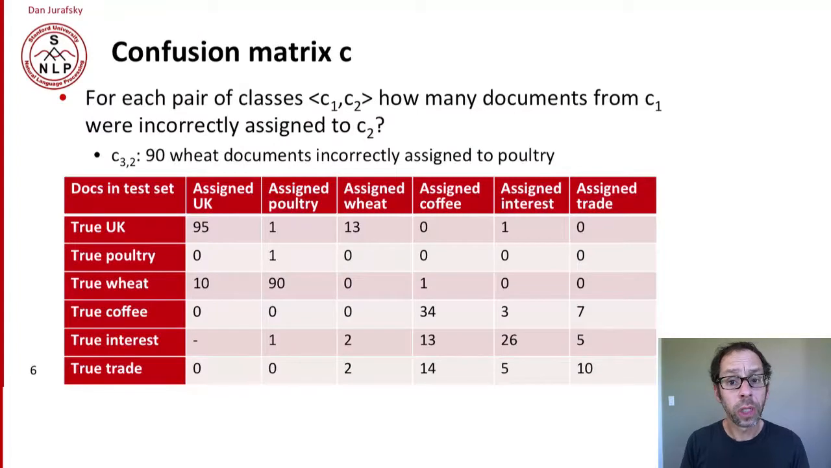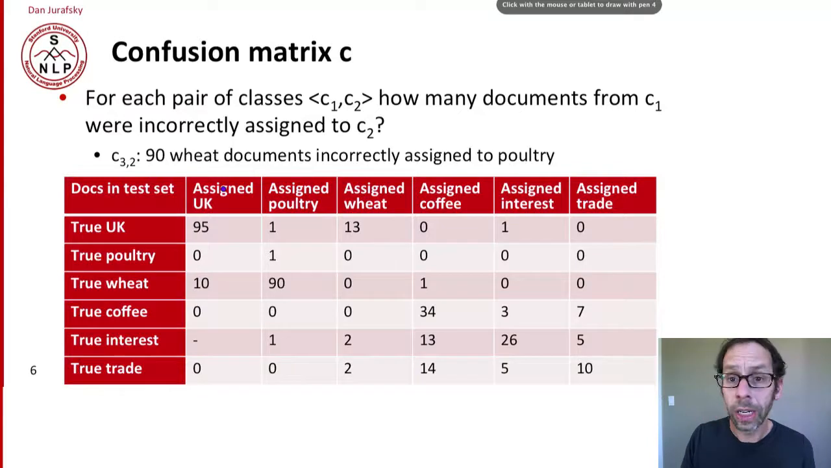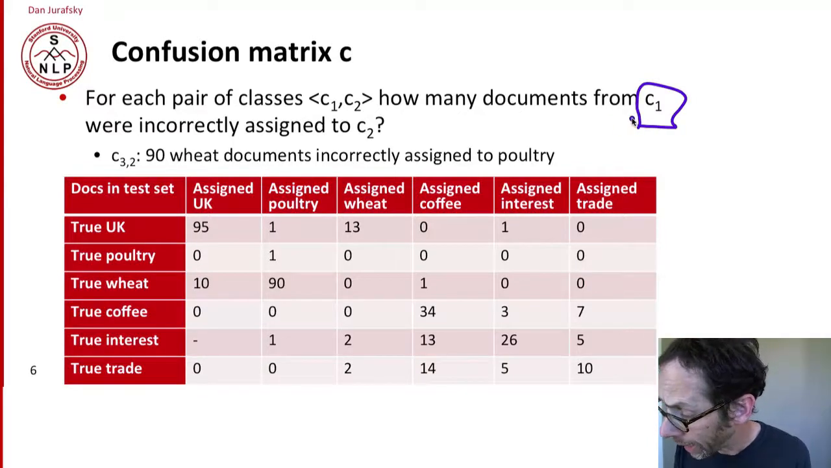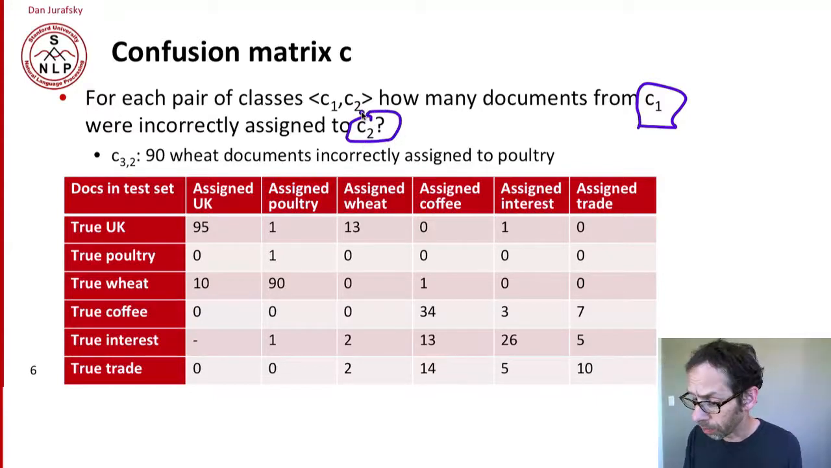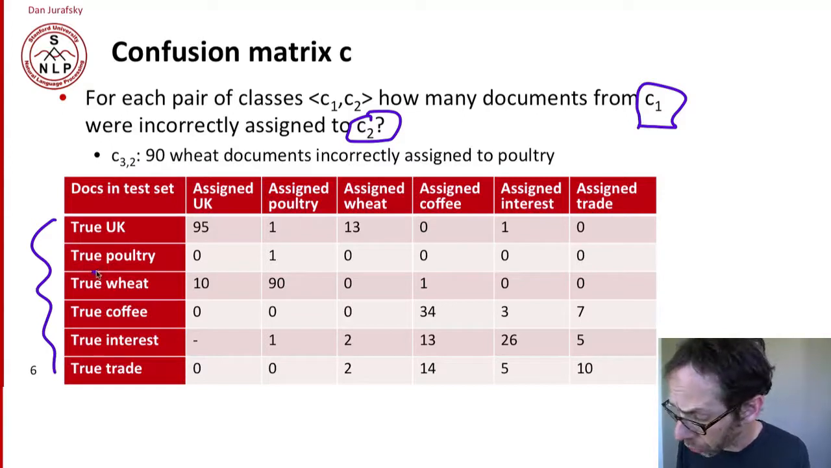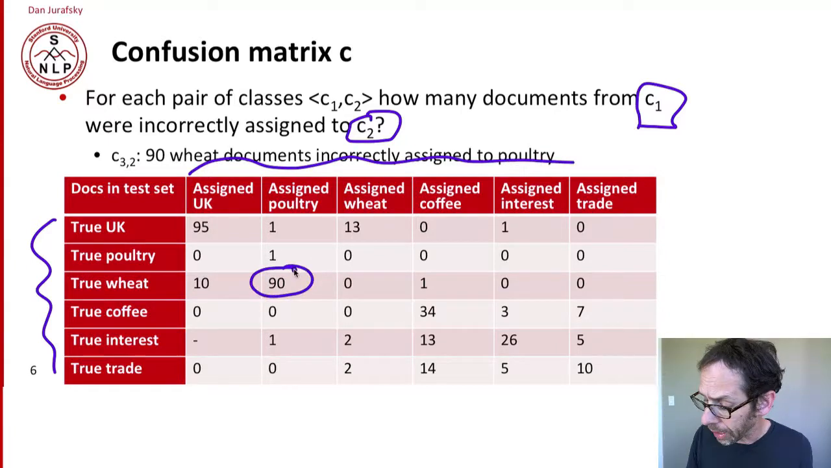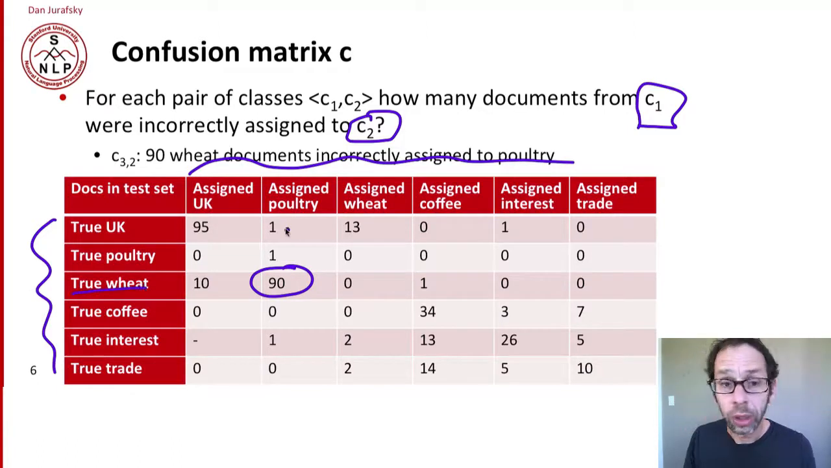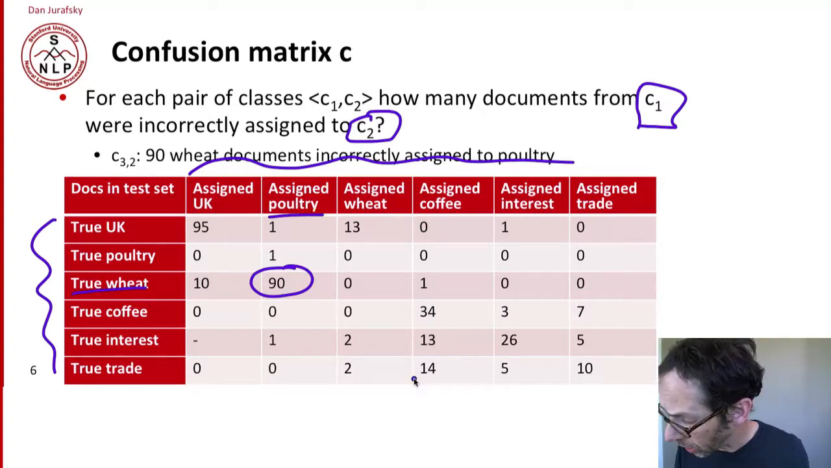The confusion matrix is very important for multi-class classification. The confusion matrix tells us, for any pair of classes C1 and C2, how many documents from C1 were incorrectly assigned to C2. Here's a little example. We have some documents about poultry or wheat or coffee, and here are their true classes, the numbers of documents in these true classes, and here's what our classifier assigned. So C sub 3,2, this 90, is documents that were about wheat, but our classifier thought they were about poultry. So this is a classifier that just loves chickens.